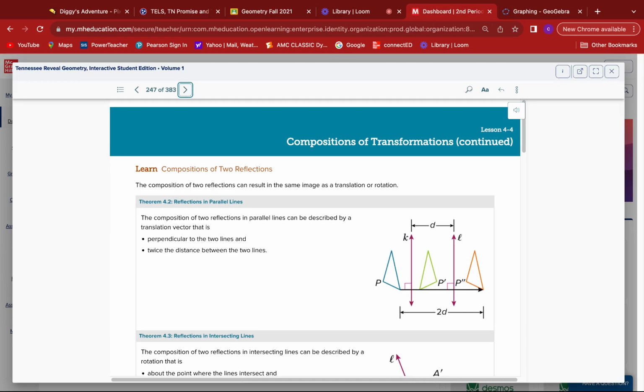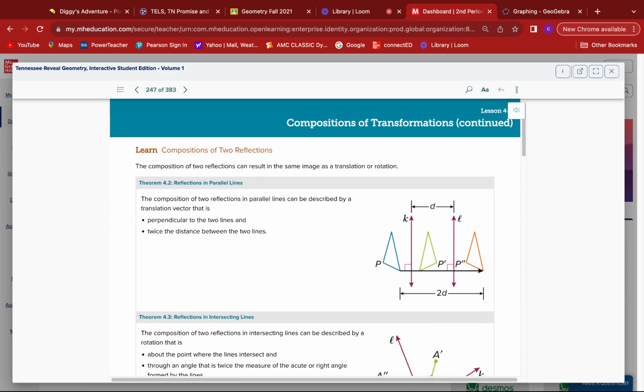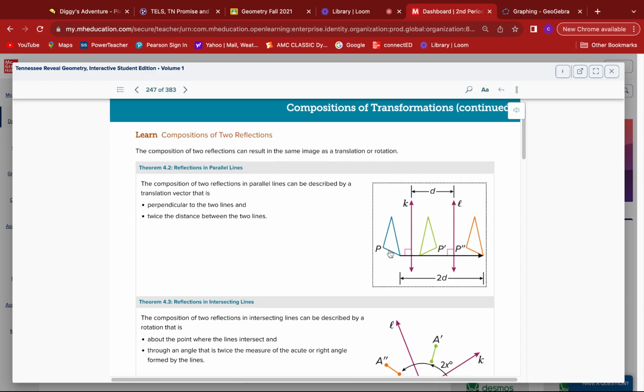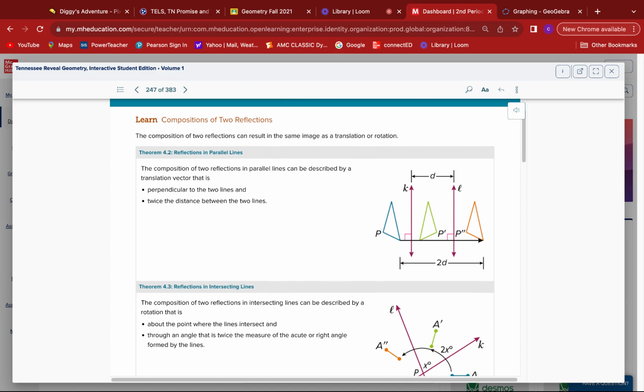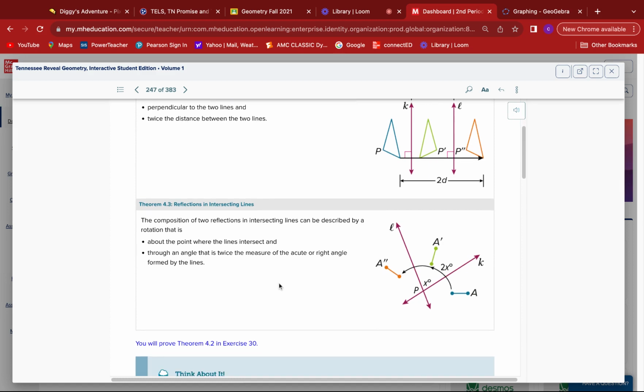Turning to page 263. Looks like we got a bunch of stuff just to go through, words and whatnot. So, composition of two reflections. It looks like I'm taking P, reflecting it once across line K, and reflecting it another time across line L to get P double prime. If I go one distance and then a second distance, that's going to be twice the distance. So basically it's telling you a double reflection is going to be twice the distance of the pre-image. And that makes sense.